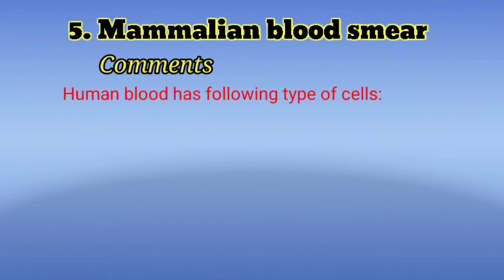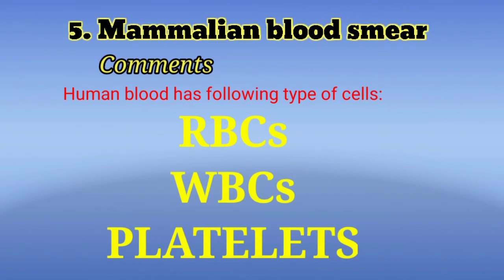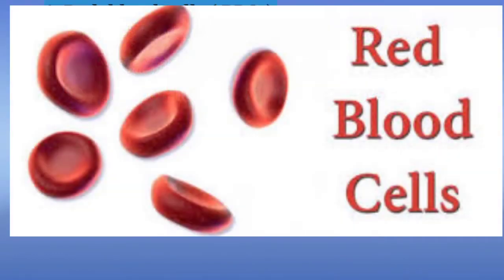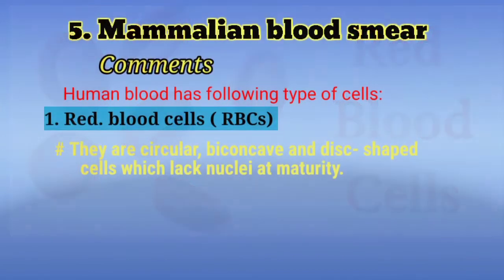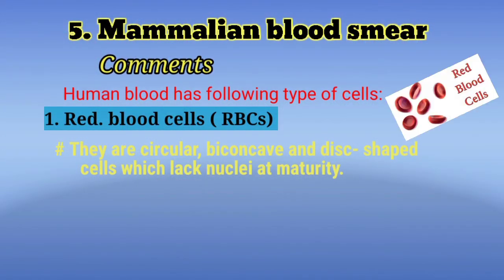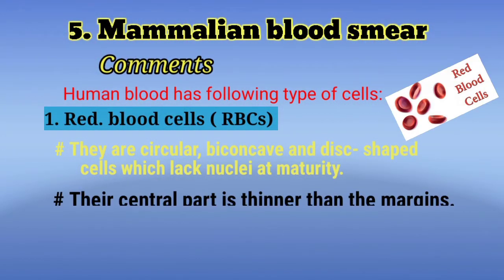The human blood consists of three different types of cells: RBC, also known as erythrocyte, then WBC, also known as leukocyte, and platelets. The third one is the platelet. Now come to the RBC. RBC, the red blood cell, are circular, biconcave, disc shaped cells, and they are enucleate, meaning without nuclei. Their central part is thinner than the margin, and they are found abundantly in the blood.